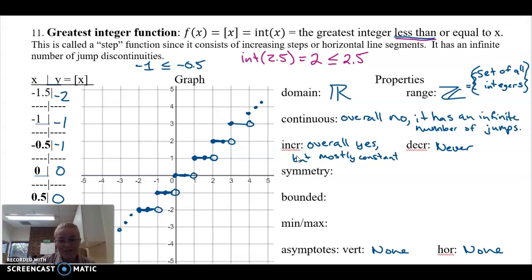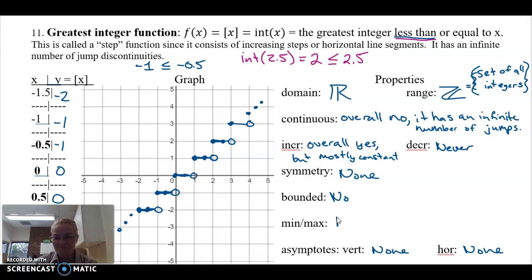Is it increasing? And where is this function increasing? Well, it's really only increasing at every jump. So overall, yeah, it's increasing, but it's mostly constant on all these little tiny intervals. So this is a special function in terms of describing where it's increasing or not. Is it decreasing? Never. Is it symmetric? None. All right, and so is it bounded? No, it's going up infinitely and down infinitely.